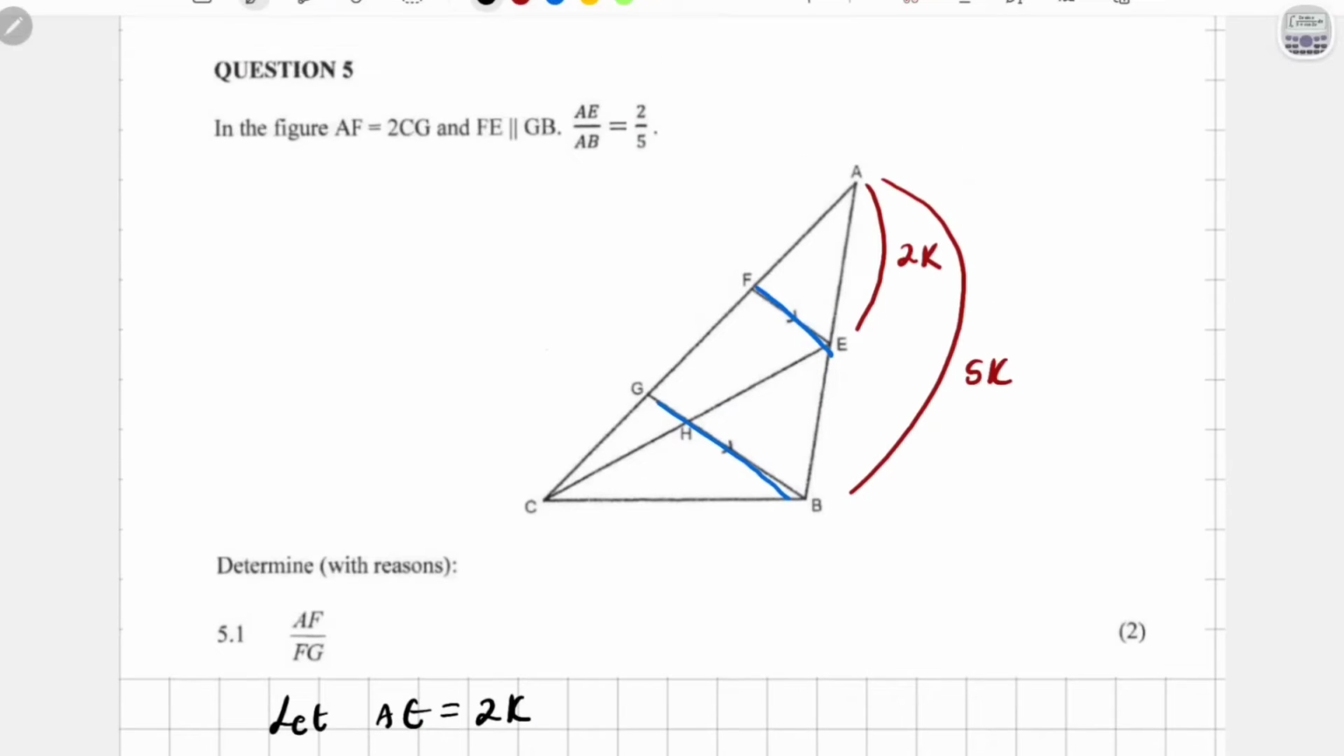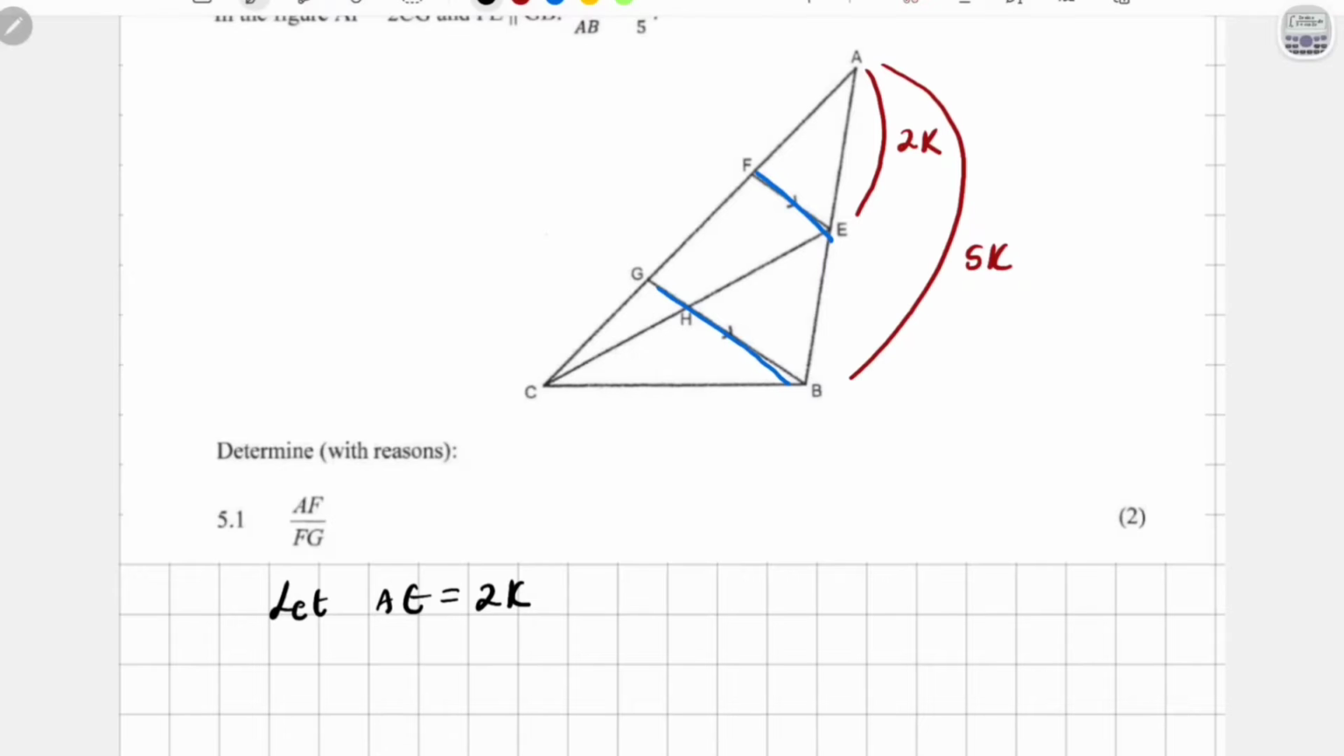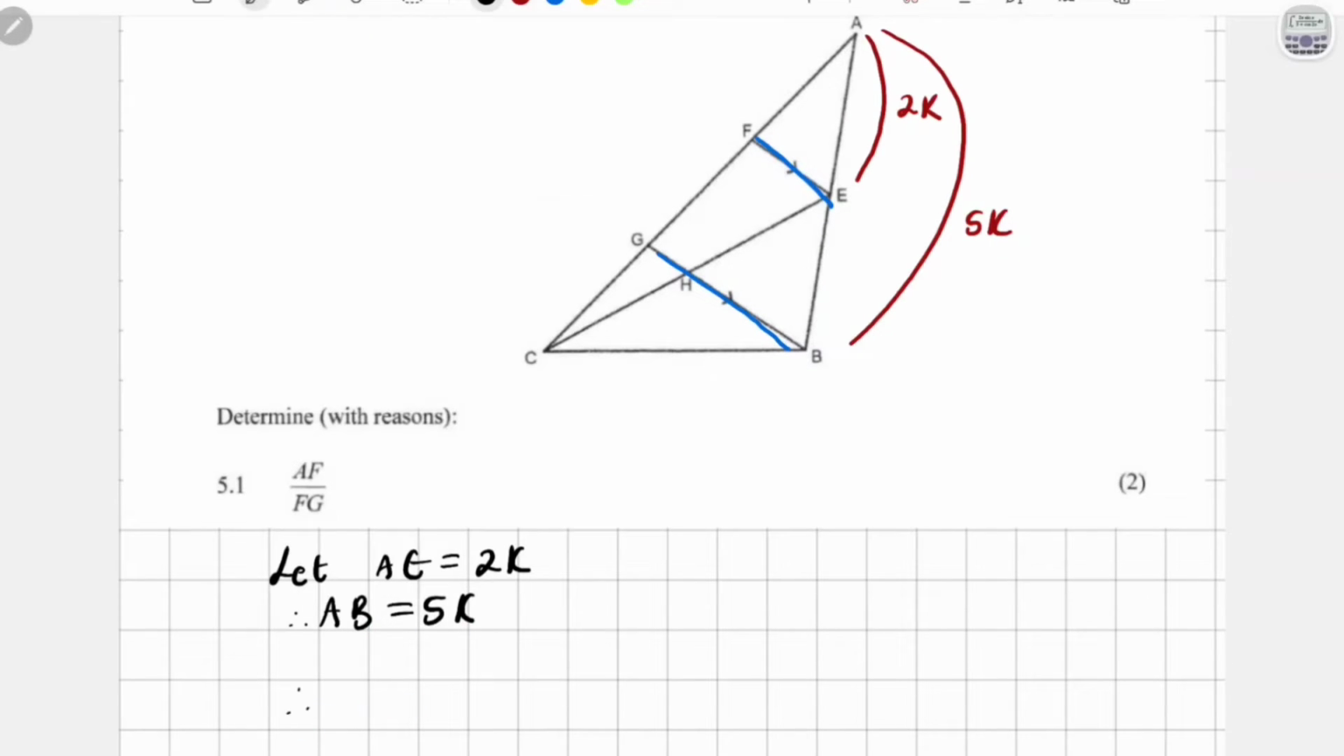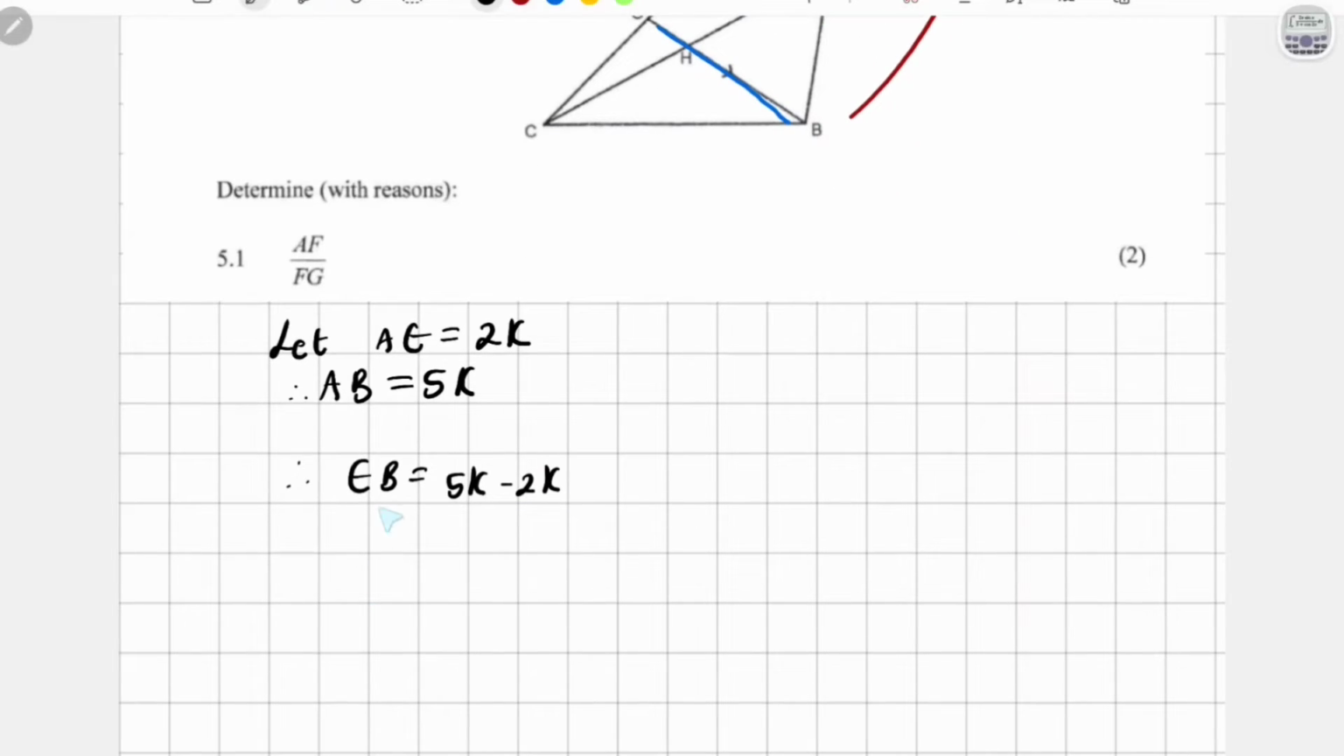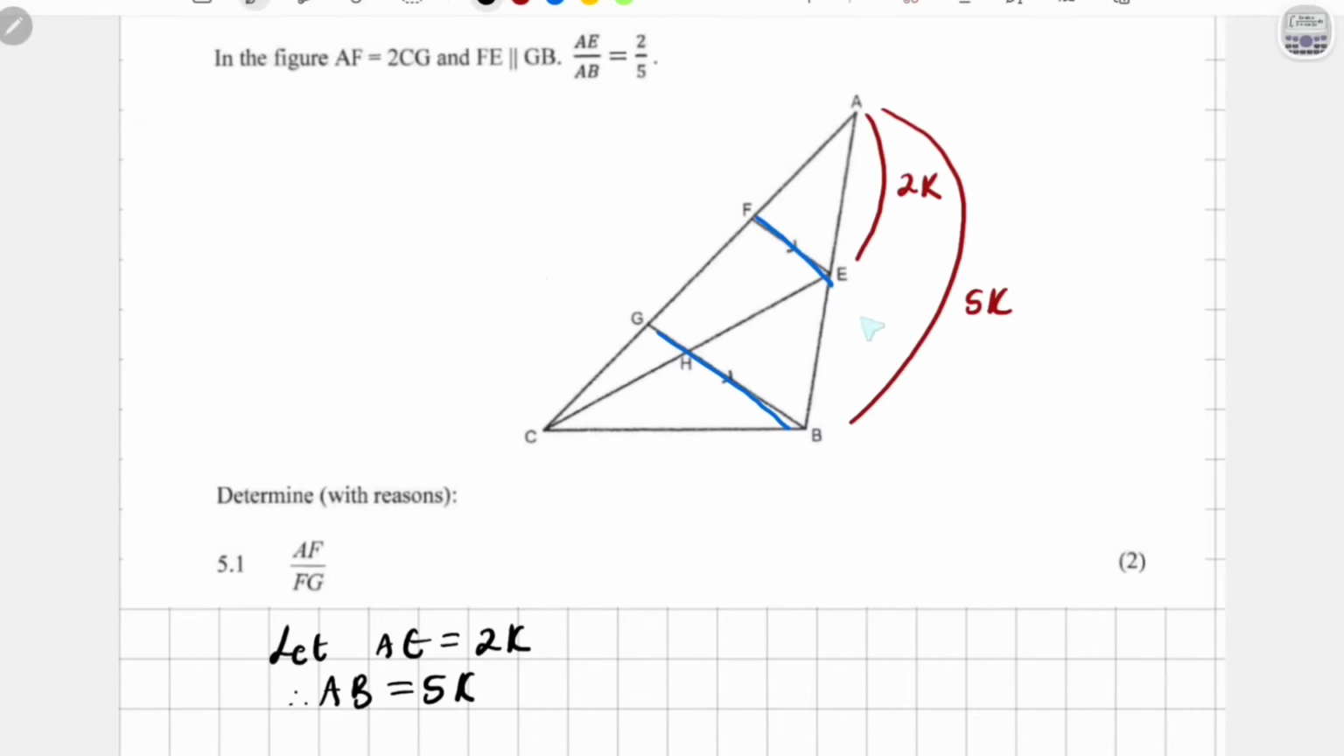And it's fine to say that, because if you say AE is equal to 2, you're literally saying that the length of AE is 2, and it's not. So if AE is 2k, then AB, sorry, AB is equal to 5k. So I'm really just saying what I wrote down here. And if that is the case, then EB, you would find by saying AB, which is 5k, minus AE, which is 2k. And so we know now that EB is equal to 3k.